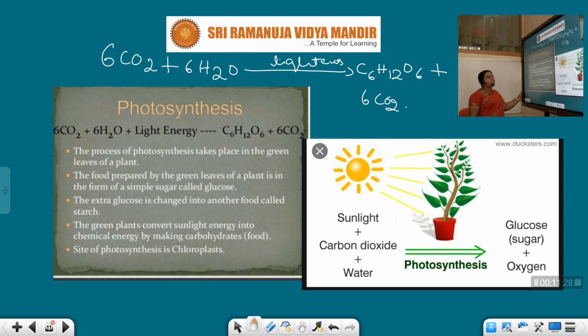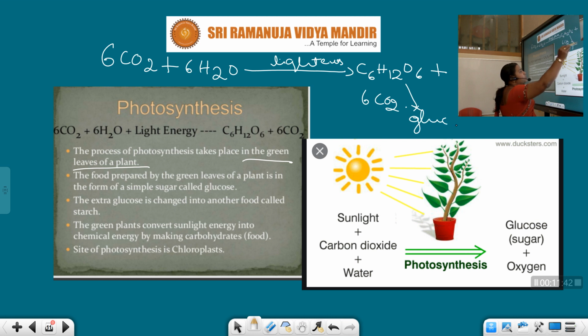See, this particular process takes place in all the green leaves of the plant. The food prepared by the green leaves of the plant is in the form of simple sugar called glucose. So the sugar which is prepared at the end of photosynthesis is nothing but glucose, children. The extra glucose is changed into another food called starch. Whatever glucose is prepared by the plant, of course it utilizes for all its needs, but the excess amount will be stored in the form of starch.